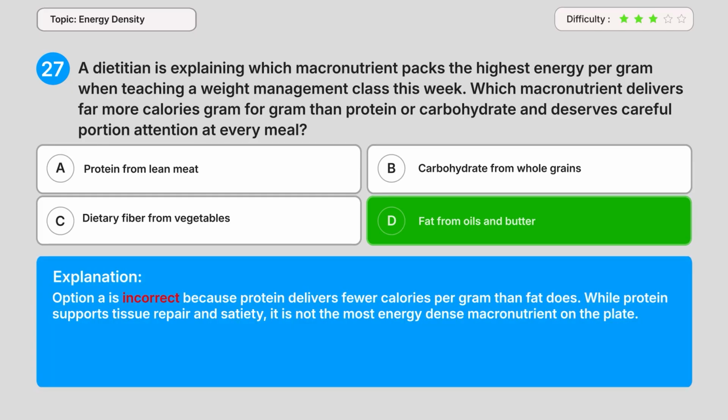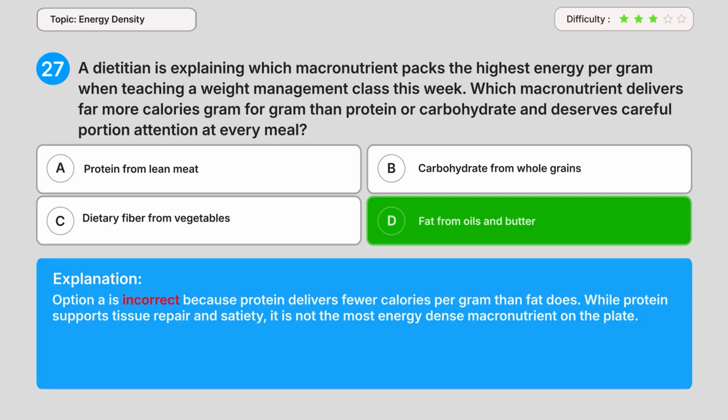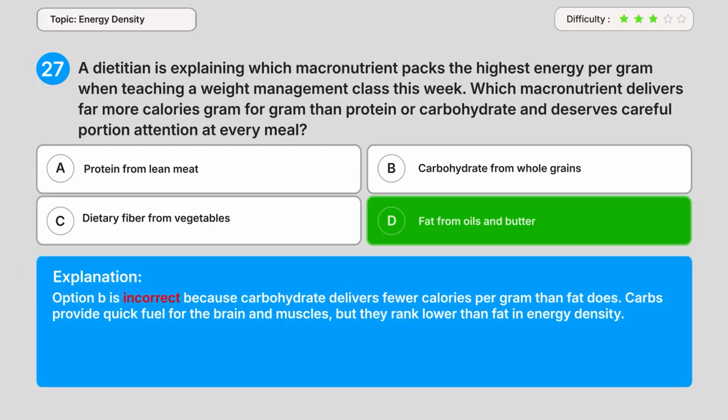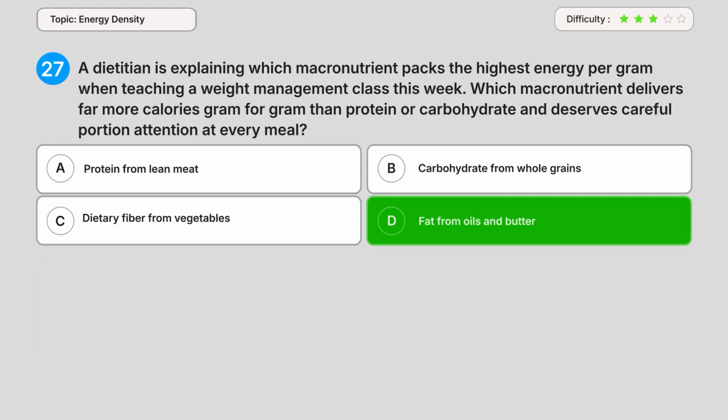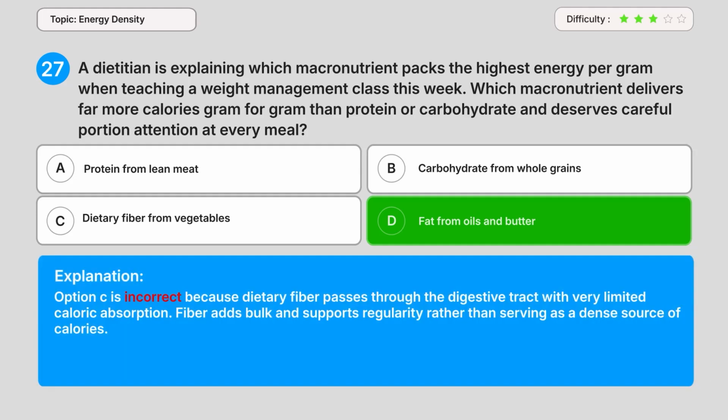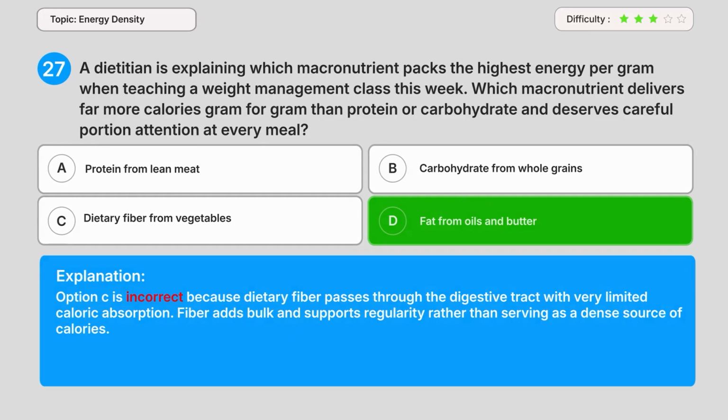Option A is incorrect because protein delivers fewer calories per gram than fat does. While protein supports tissue repair and satiety, it is not the most energy-dense macronutrient on the plate. Option B is incorrect because carbohydrate delivers fewer calories per gram than fat does. Carbs provide quick fuel for the brain and muscles, but they rank lower than fat in energy density. Option C is incorrect because dietary fiber passes through the digestive tract with very limited caloric absorption. Fiber adds bulk and supports regularity rather than serving as a dense source of calories.